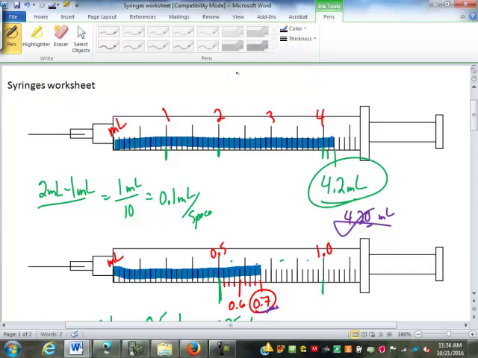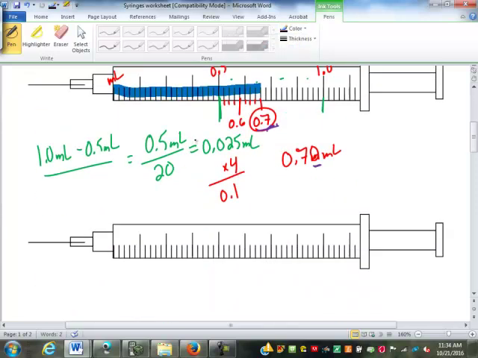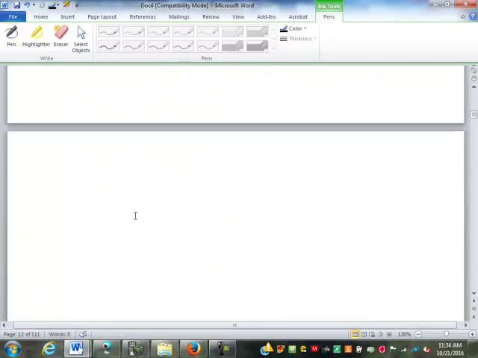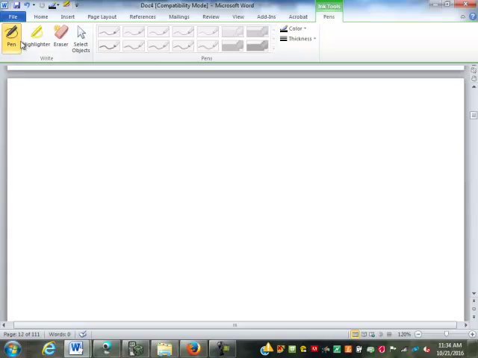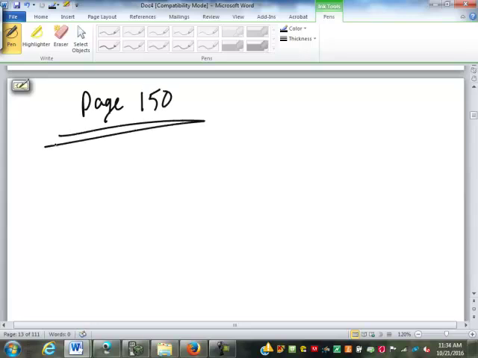Okay, it looks like you guys have the syringes down okay. So we're going to take a look at our next step. Before we talk about the dosage formula, I do want you, if you have your book handy, to look at the top of page 150. What's on the top of page 150 is our abbreviations.